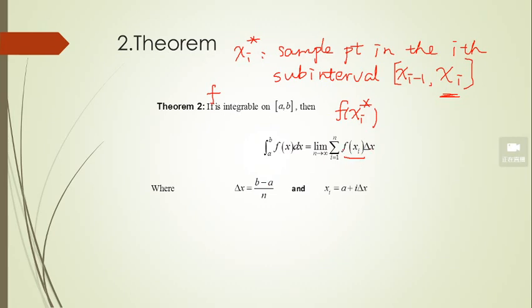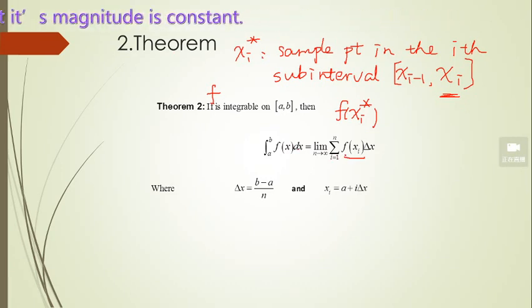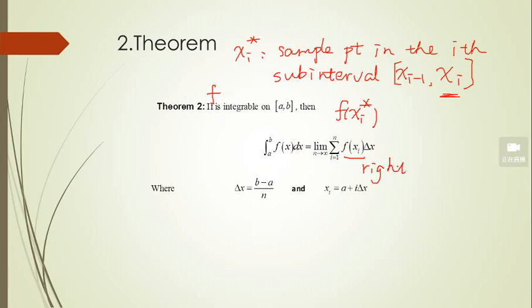Why? Just intuitively, if you increase the number of rectangles, it doesn't matter whether you choose the left endpoint or the right endpoint, okay? Then that means we choose the right endpoint, and we take the height for the rectangle at the right endpoint, which is f(xi). Okay, f(xi). So that gives us a formula.